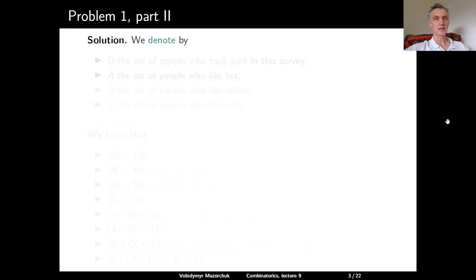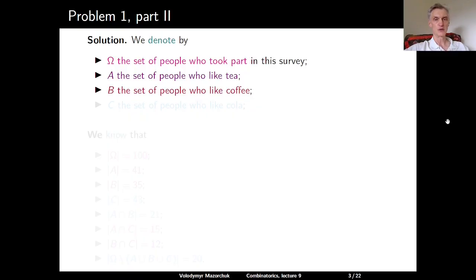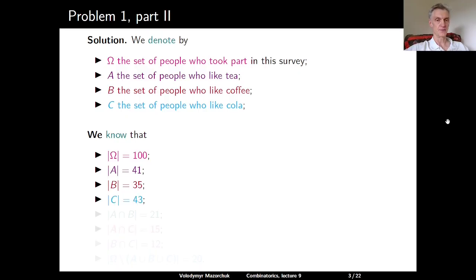To solve this problem, let us introduce some notation. Let us denote by omega the set of people who took part in this survey. Let A be the set of people who liked tea, B the set of people who said that they like coffee, and C the set of people who liked cola. What do we know? We know from the formulation of the problem that the cardinality of omega is 100, the cardinality of A is 41, the cardinality of B is 35, and the cardinality of C is 43.